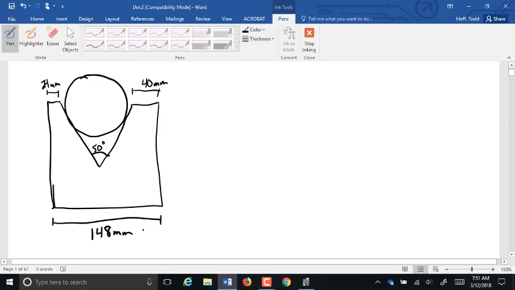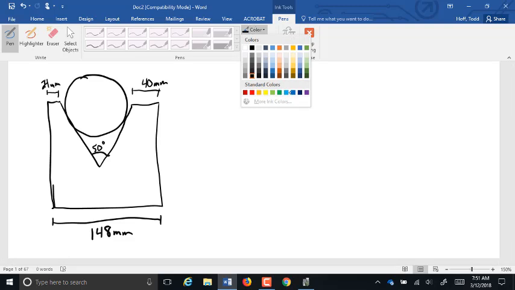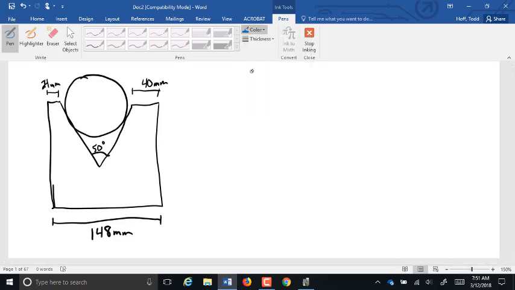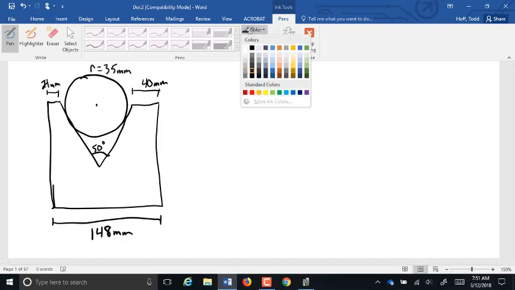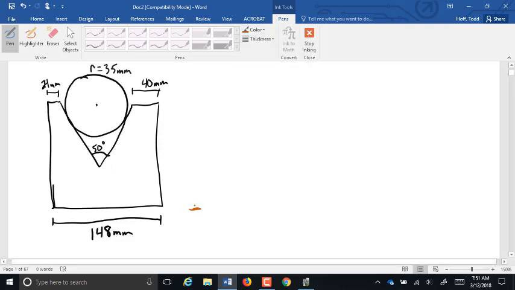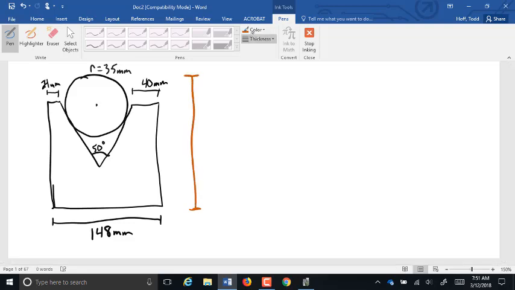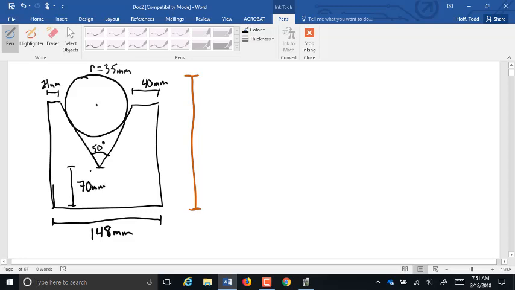Here's what I want to know. Looks like I give you a radius on this thing, don't I? Let's say the radius of that equals 35 millimeters. I'll give you one more dimension here, the height from the bottom of the block to the V, which is 70 millimeters.